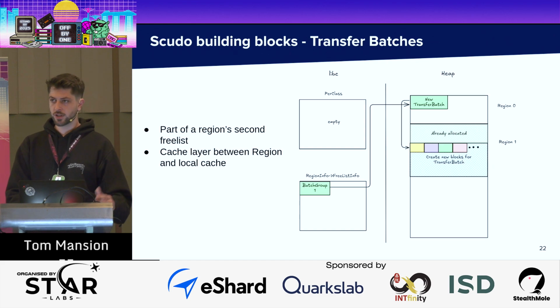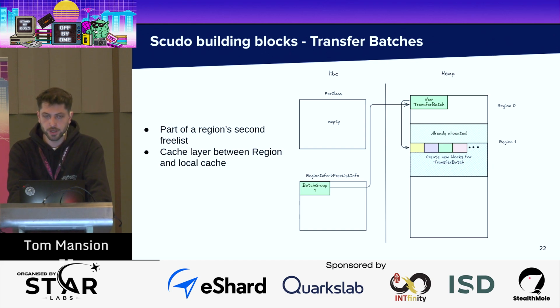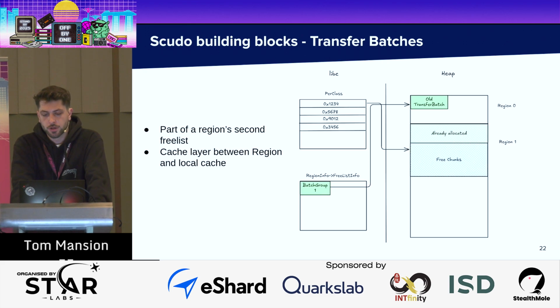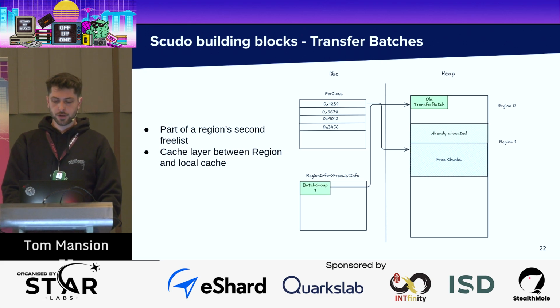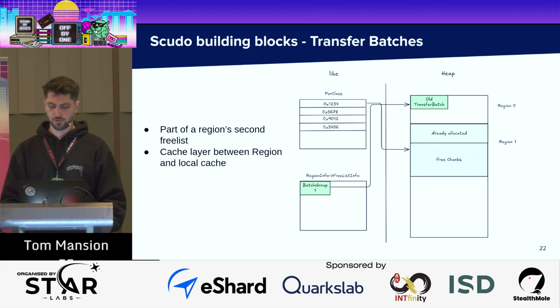So once the transfer batch has been created, we can copy some of its pointers over to the local cache. We want to keep some pointers in the transfer batch ready for later refills of the cache. This is why we can see it as a kind of L2 cache. This is a bit of a simplified view, but I think it's enough to understand how it works.